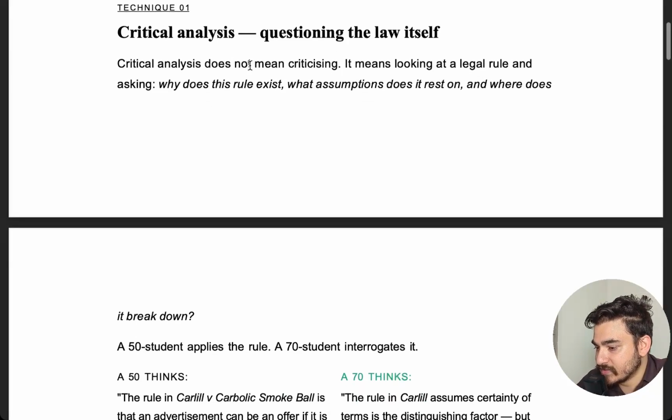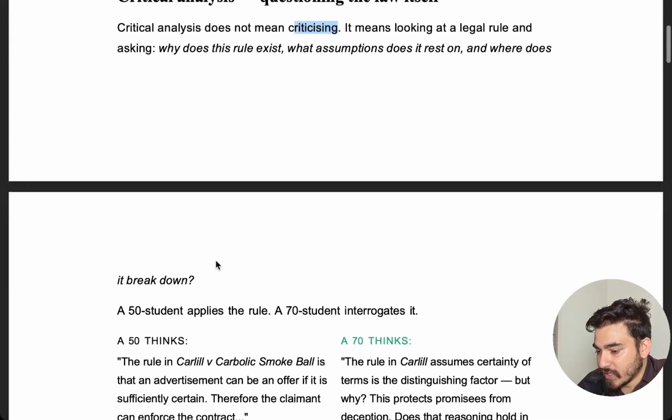Critical analysis does not mean criticizing. That's one of the biggest distinctions. I've taught over 800 students in my life, and this is one of the biggest problems that most students face: they think that critical analysis means criticizing the law. That's not what it means. It means that you look at a legal rule and you ask yourself simply one thing: why does this rule exist? What assumptions does it rest on? Where does it break down?